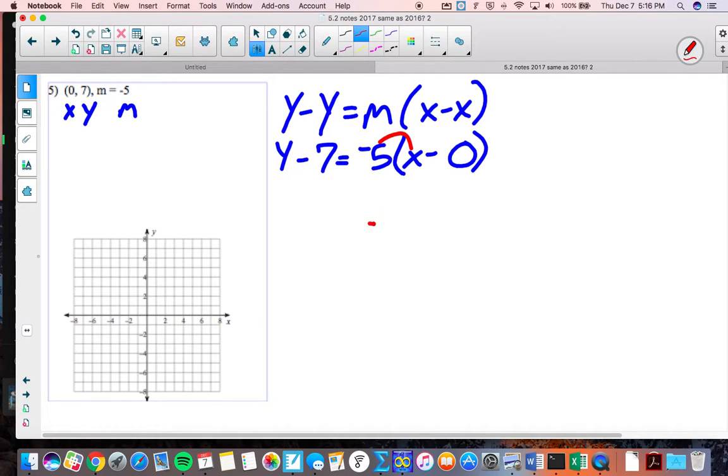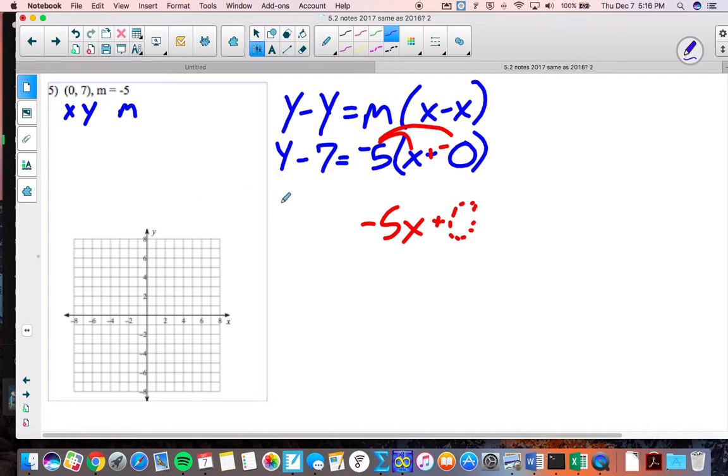We get -5x. I'm going to call this plus a -0, which doesn't really make sense, but -5 times a -0 is 0. So we have -5x plus 0. If you want to write that down, that's up to you. You could actually just leave it -5x.